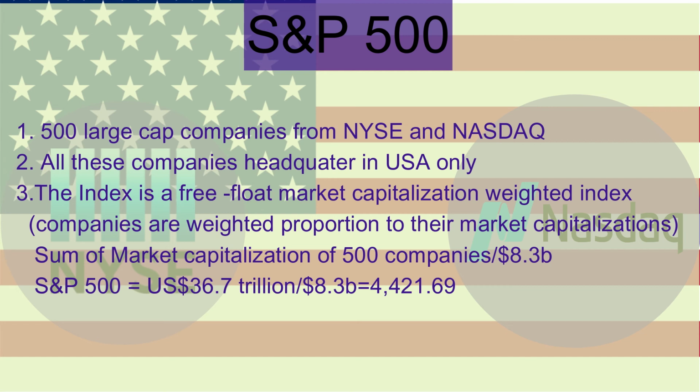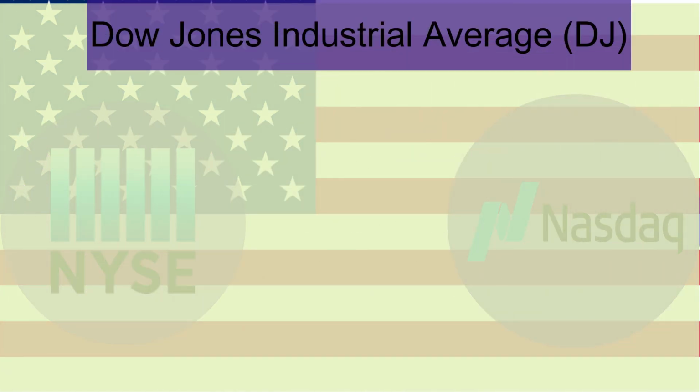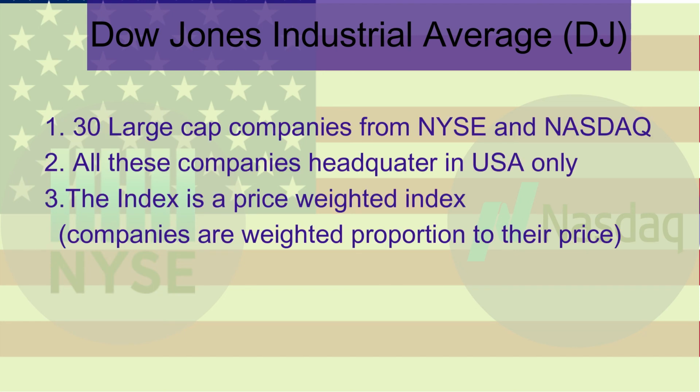Now coming to your next index, the Dow Jones Industrial Average, or simply Dow Jones or DJ. This index consists of 30 large cap companies from NYSE and NASDAQ. There it was 500 large cap companies, now it is 30, and all these companies are headquartered in the US only. The index is a price weighted index. The S&P 500 was a market cap weighted index; now it is price weighted, so the companies are weighted in proportion to their price, not their market capitalization.